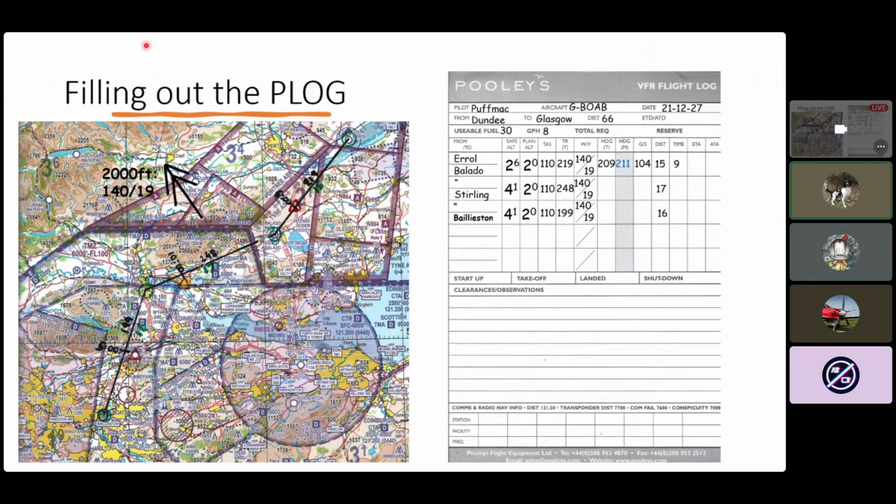And then we enter the time, 9 minutes. We always round the time up. So now we know when we get to Errol, we're going to turn to 211. We're going to start our timer, and we're calculating that 9 minutes later we'll be over Balado. And then we basically just maintain, and we look out the window as we go. Does that make sense? Yep, sounds good. Okay. If you're not sure, shout.